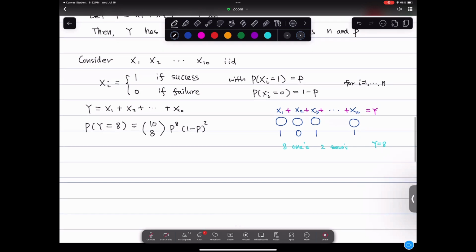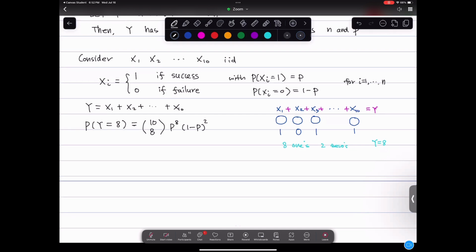So in particular, y equals 8. So I can make it a general case. How many ones, in fact? Nothing more than that. So that y value is nothing more than the number of ones, the number of successes in 10 of those items.